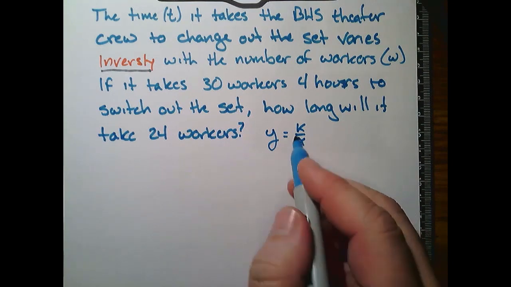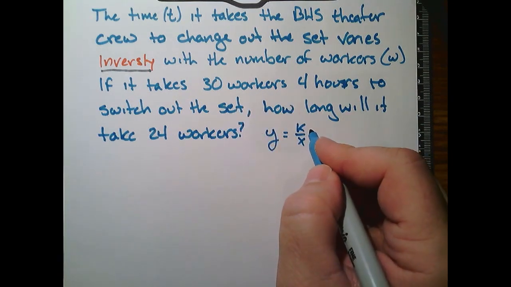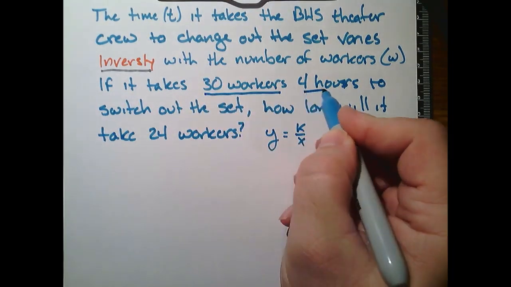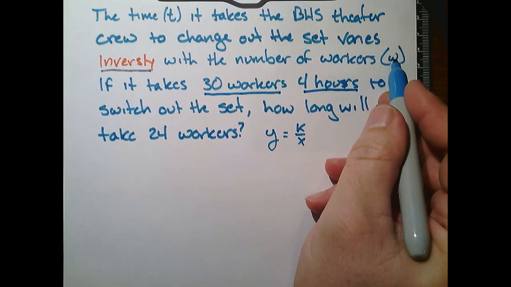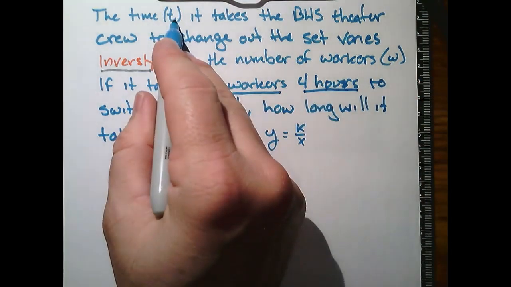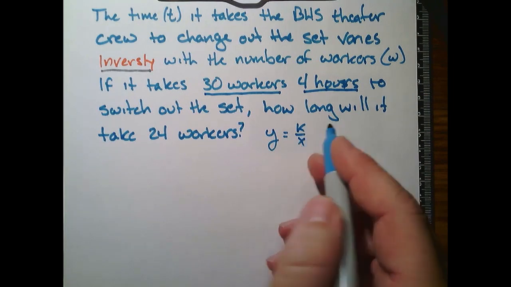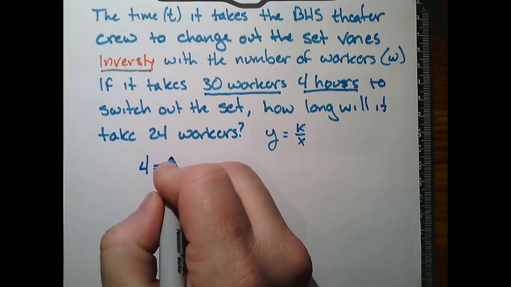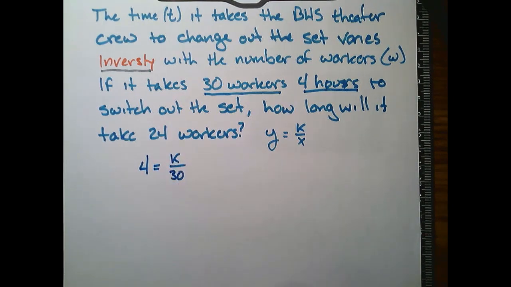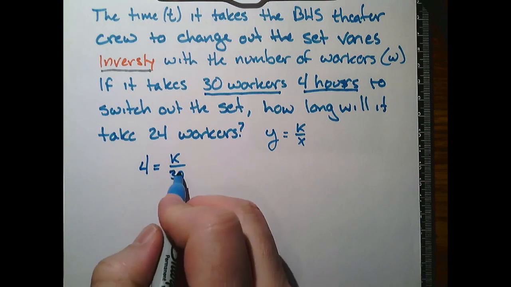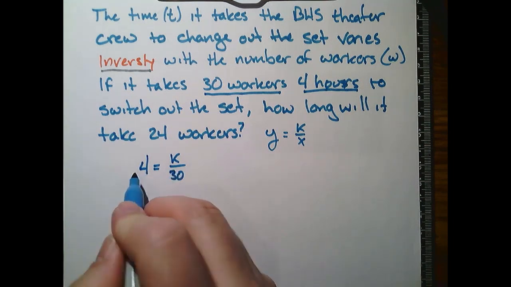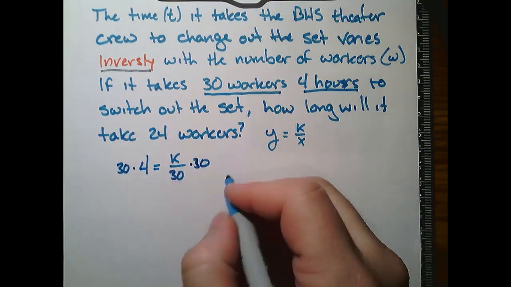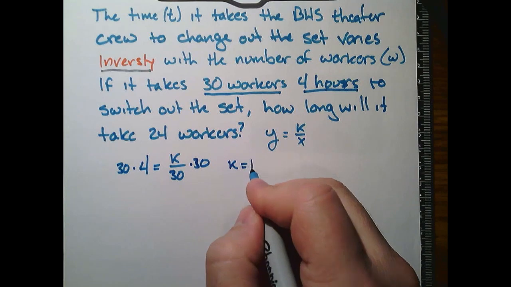So the first thing we need to do is figure out what k is. So we know that it takes 30 workers 4 hours, so 30 workers, 30 W, and 4 hours T to set up our set. Then we're going to go 4 is equal to k over 30. And then we're just going to multiply both sides by 30. And we get k equals 120.